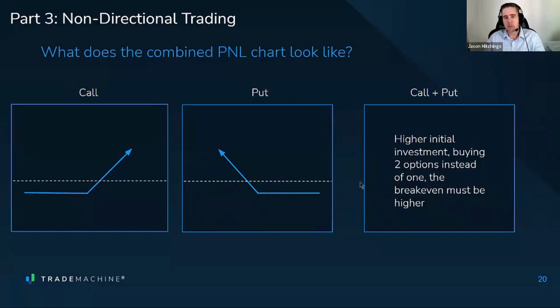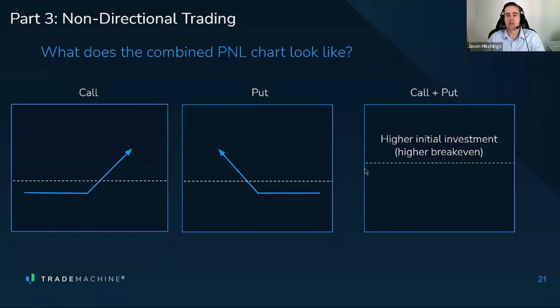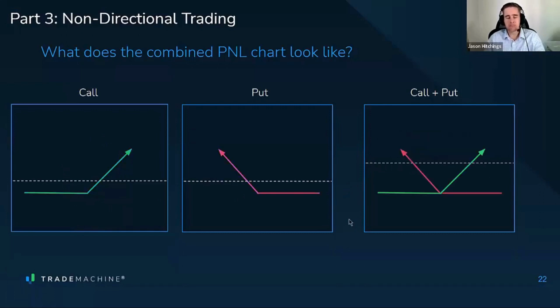And so we're going to represent that by showing a higher break-even point on our little combined P&L chart. Whatever else happens, we're going to have to recover the value of two different options instead of just one option. So we know we're going to have to get more out of these one way or another. I'm showing the call in green and the put in red. When you overlay these on top of each other, you can see that the put's still making money as the stock goes down, and the call's making money as the stock goes up.